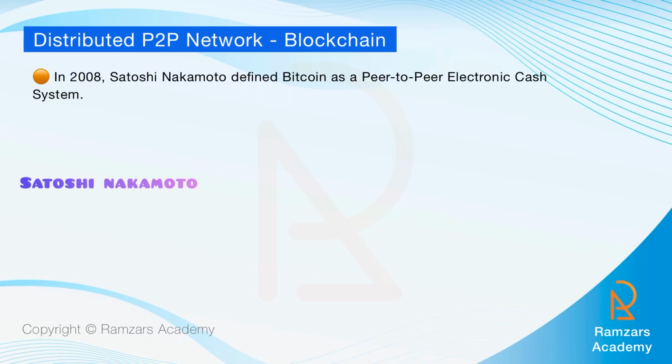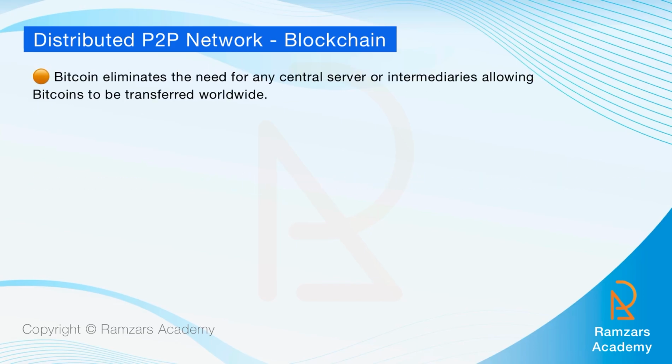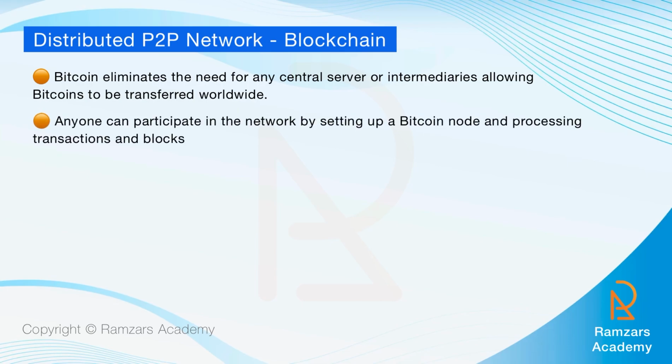Satoshi Nakamoto, the creator of Bitcoin, defined it as a peer-to-peer electronic cash system. It is a digital money which can be transferred among users through a peer-to-peer network. The record of transfers in this cash system is managed in a distributed ledger called blockchain. Bitcoin eliminates the need for any central server or intermediaries, allowing Bitcoins to be transferred worldwide. Anyone can participate in the network by setting up a Bitcoin node and processing transactions and blocks. There are no recording transactions and banks processing in the Bitcoin network.